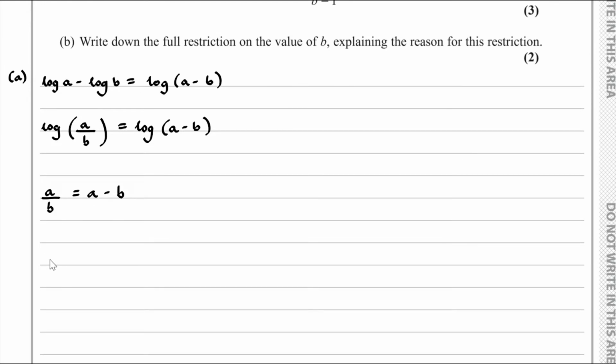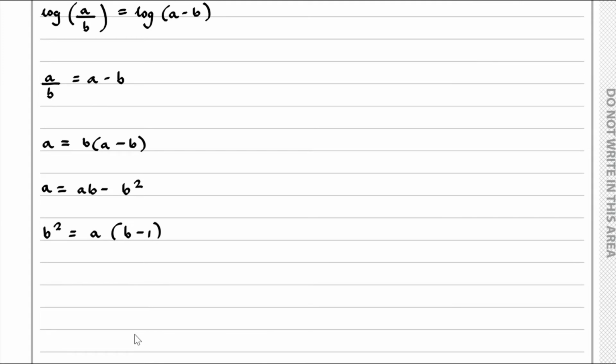So we have A equals B lots of A minus B, so we have A equals AB minus B squared, and if we rearrange over here, B squared, that's equal to A lots of B minus 1. So therefore A is equal to B squared over B minus 1.